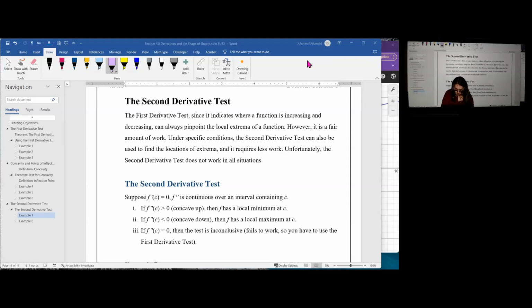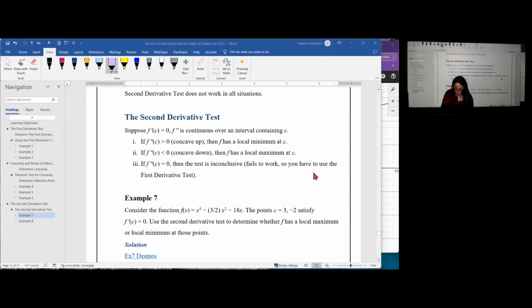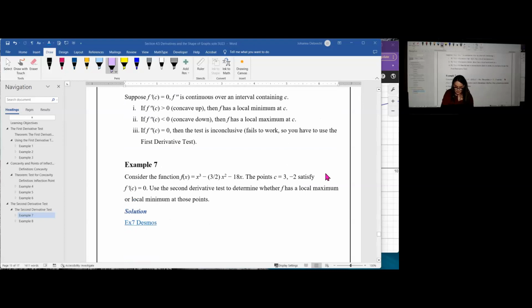The second derivative test says basically that if the second derivative is positive and the first derivative is 0, it's a critical point, then it must be a local minimum. If the first derivative is 0, meaning that it is a critical point, and the second derivative is negative, concave down, then we must have a relative maximum.